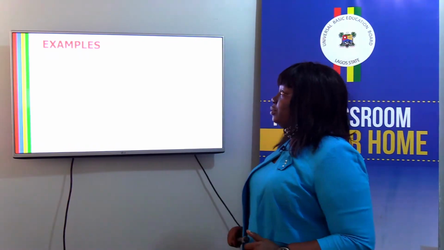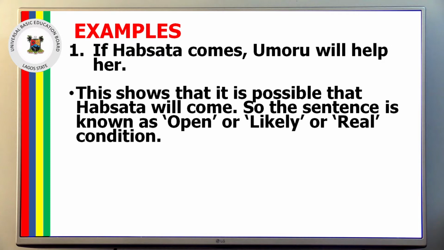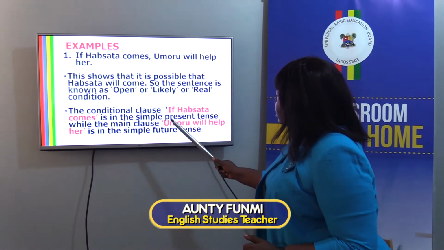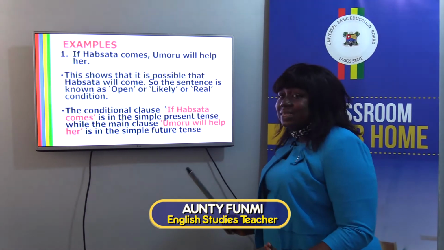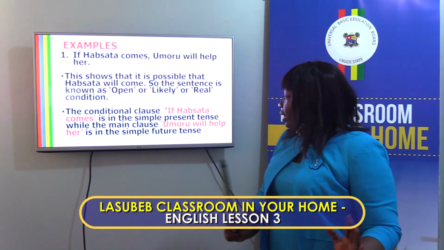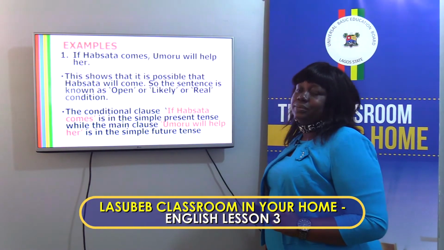Let's have examples. If Absata comes, Umoru will help her. This shows that it is possible that Absata will come. So, the sentence is known as open or likely or real condition. The conditional clause, if Absata comes, is in the simple present tense, while the main clause, Umoru will help her, is in the simple future tense.